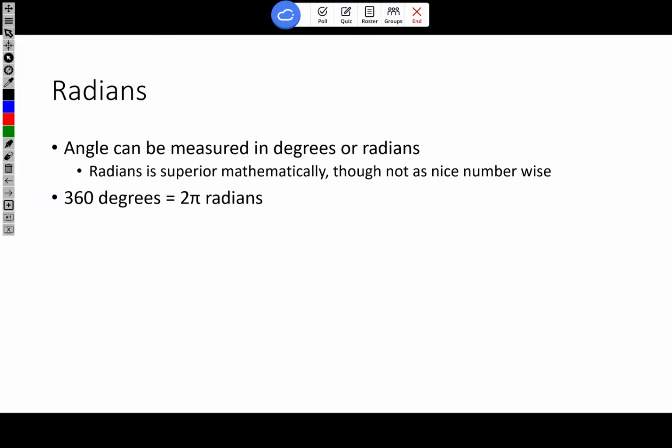Okay. Radians. Again, this is just a bunch of vocab stuff to make certain we're on the same page.